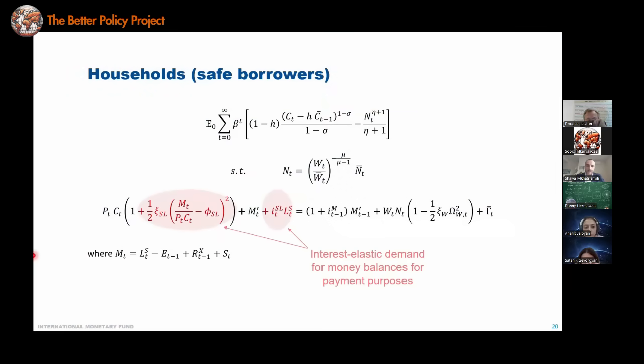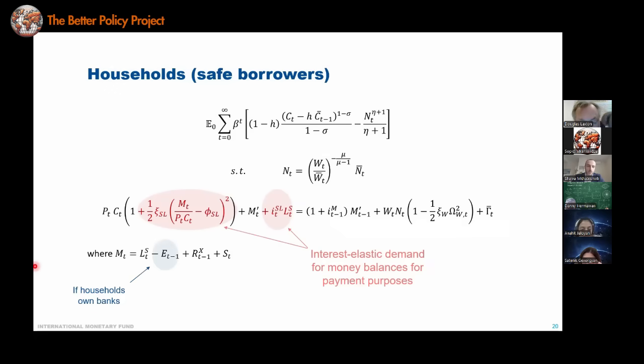The only thing that we add is essentially this interest elastic demand for money balances. We say that if there is a difference between money holdings relative to consumption plans, then households will incur some quadratically increasing costs. So this is a very simple way of generating demand for loans, essentially having money as a medium of exchange, but in a way that makes demand for loans depend on the interest rate as well.